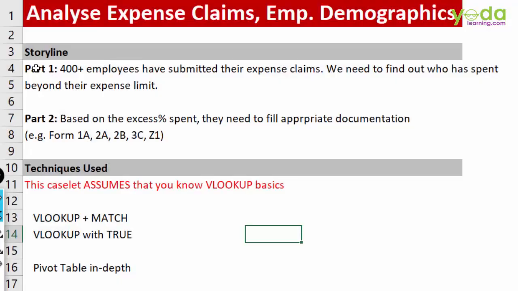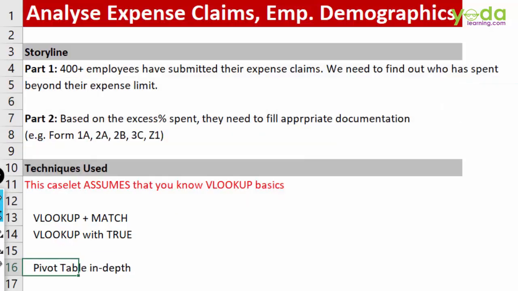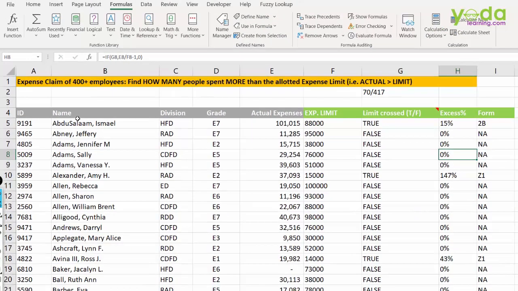So in the previous video, we have already completed part 1 and part 2. Now it's just a matter of a quick analysis using pivot table. So we had 417 employees with different division and grade.